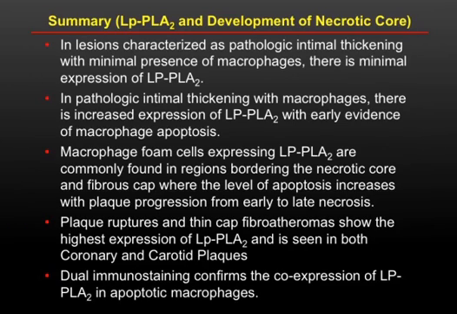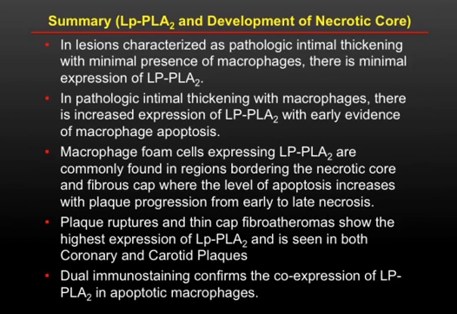So in summary, what I've shown you is that in lesions characterized as pathologic intimal thickening with minimal presence of macrophages, there is minimal expression of Lp-PLA2. In pathologic intimal thickening with macrophages, there is increased expression of Lp-PLA2 with early evidence of macrophage apoptosis. Macrophage foam cells expressing Lp-PLA2 are commonly found in regions bordering the necrotic core and fibrous cap, where the level of apoptosis increases with plaque progression from early to late necrotic core.